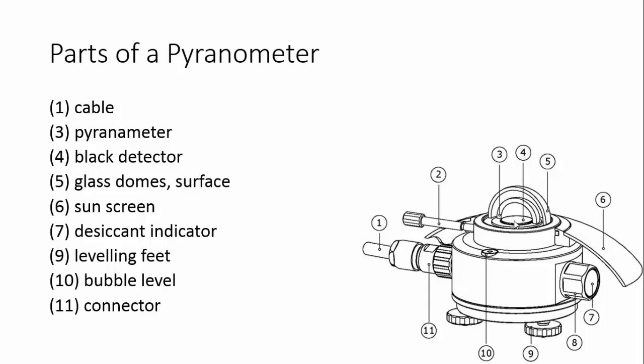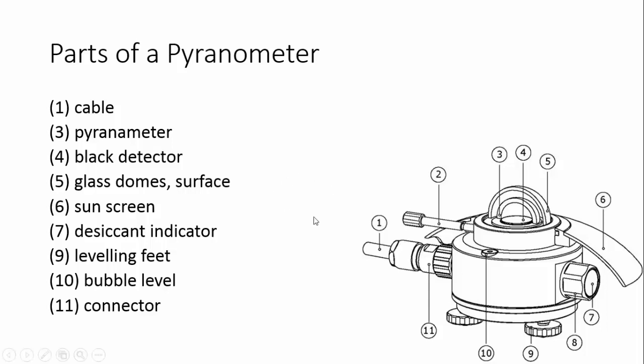So that thermopile will get heated because of this black detector, and we can see glass domes. The glass domes are used to limit the radiation up to 2800 nanometers. So if the glass is not there, it will measure more than 2800 nanometers. So for limiting the spectrum, we are using these glass domes.